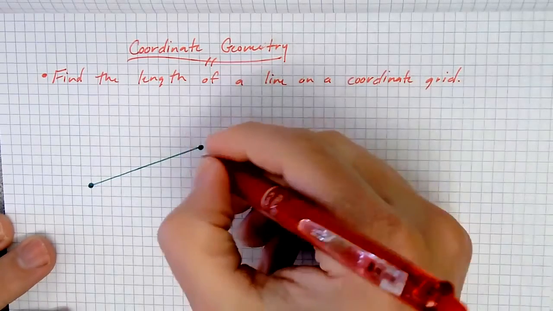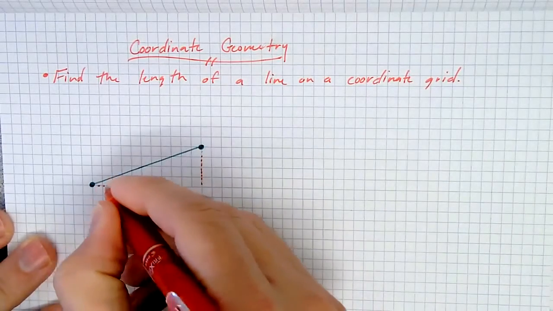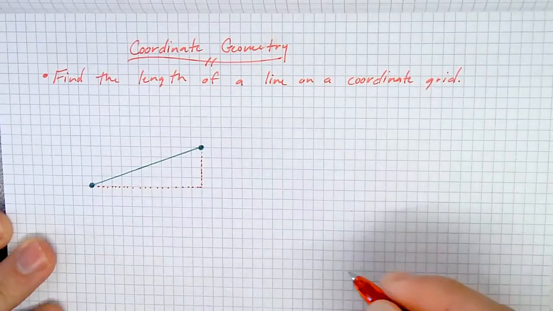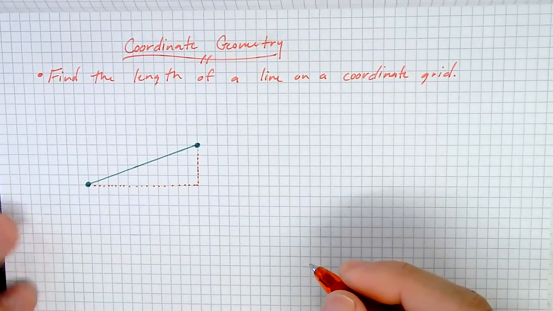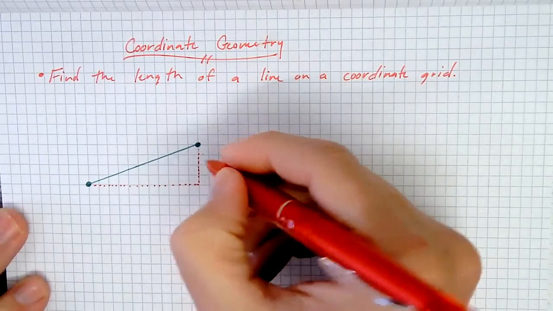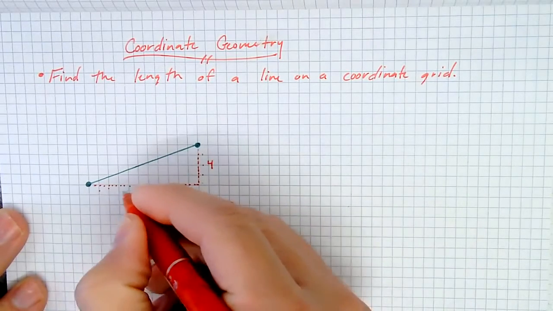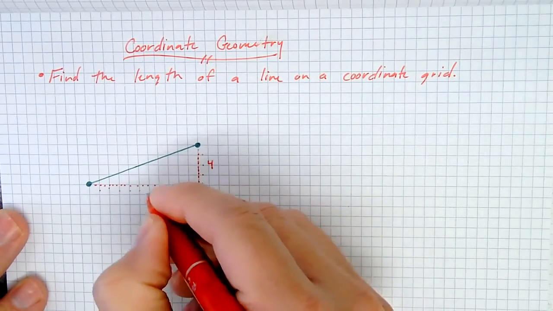So we got 2 points. And like we've talked about, we're going to turn it into a right triangle, like so. Side lengths, 1, 2, 3, 4. 1, 2, 3, 4, 5, 6, 7, 8, 9, 10, 11.